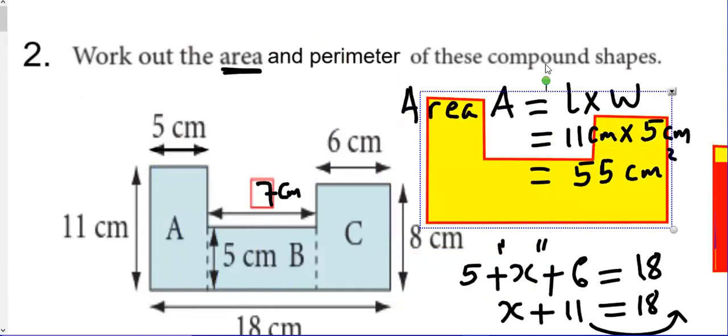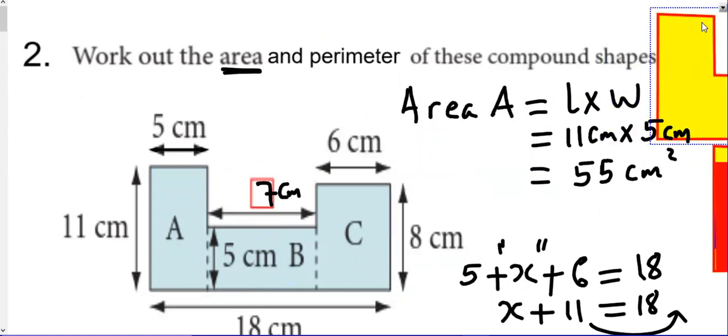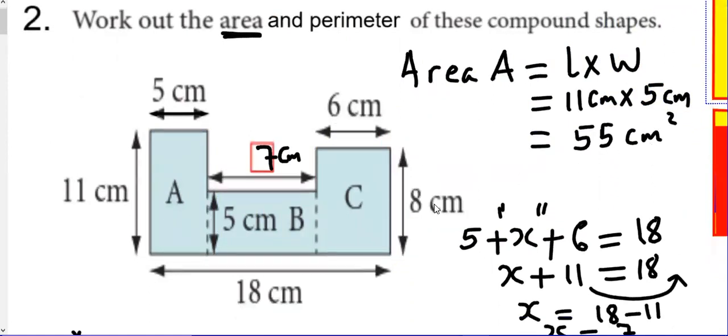Okay, let me remove this first, and then copy the question. Complete the question, work out the area and perimeter. Perimeter not yet. I have shown you how to find area, then I will go for perimeter. But for now, I'm giving you this opportunity to start copying.